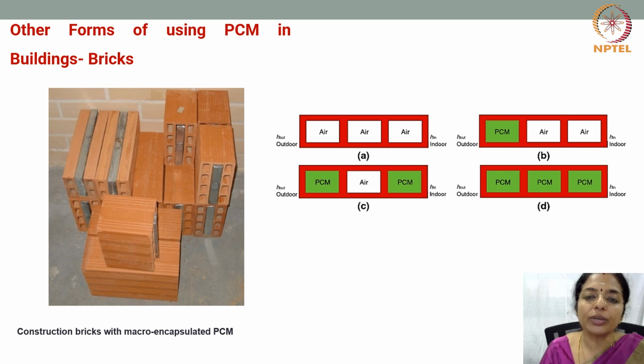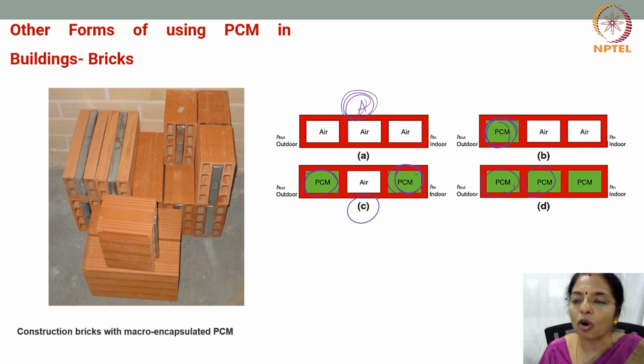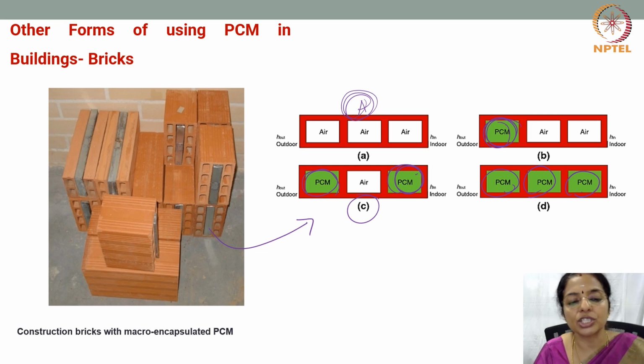So here are various 4 sections. The first is a primary section where you are not using PCM. Section B uses PCM along the outside. C uses PCM on the outside and inside cavity. And D uses PCM on all the 3 cavities of this brick, which would probably look like this. So you can also have construction bricks with micro encapsulated PCMs.